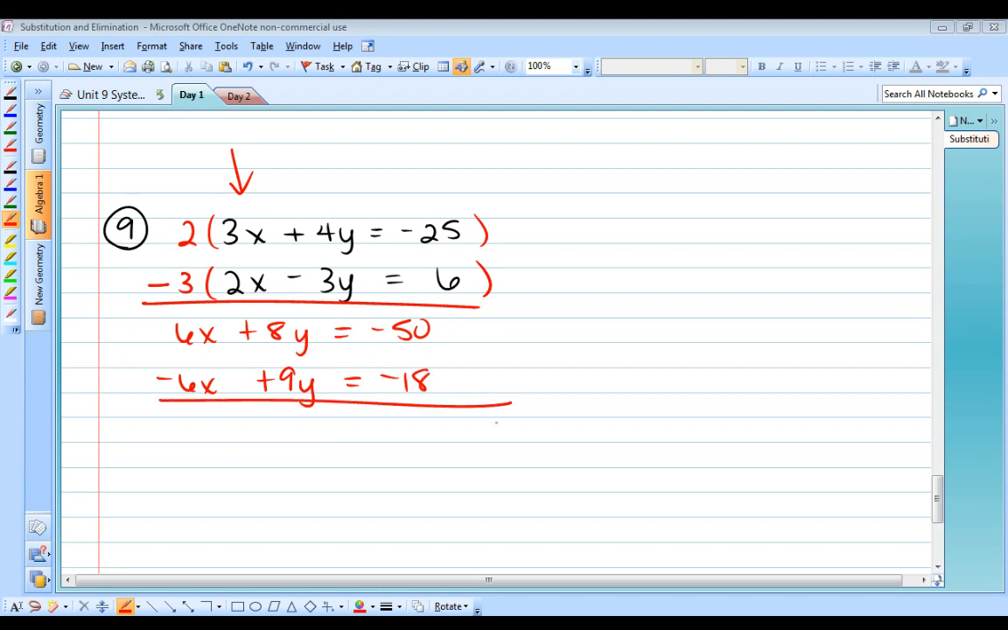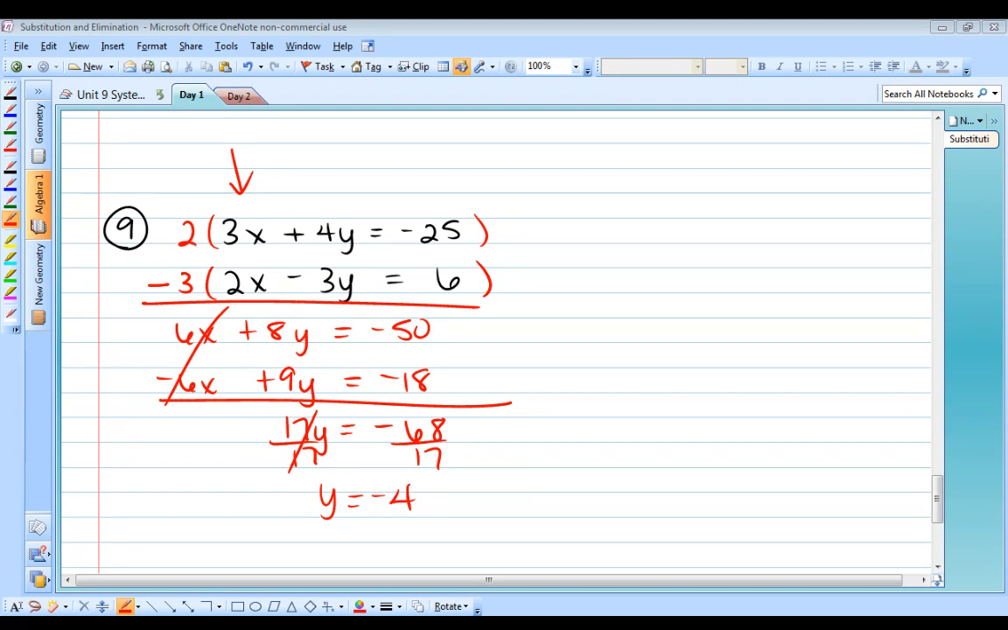Now I'm ready to eliminate my x's. 8y plus 9y is 17y equals negative 50 minus 18 is negative 68, and divide by 17. I believe it's y equals negative 4. So any questions on that?